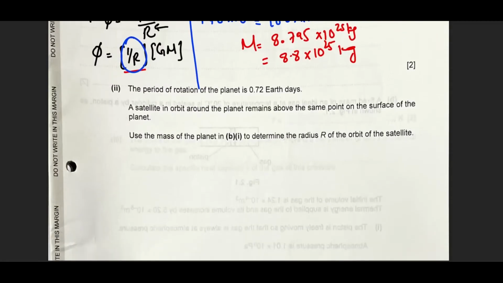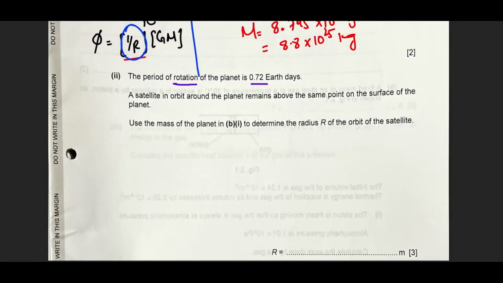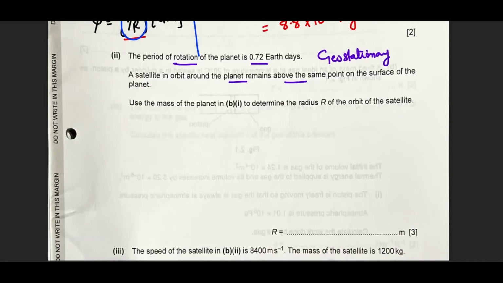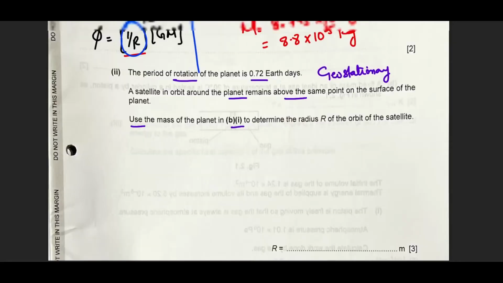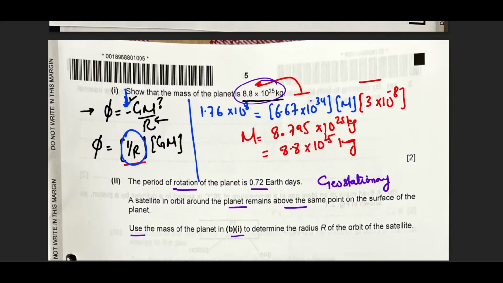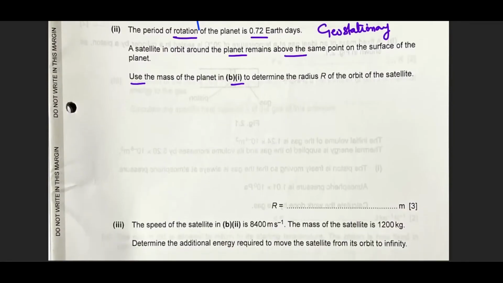He says that the rotation of the planet is 0.72 Earth days. Okay, fine. The satellite is in orbit. Planet remains above the planet. So this is basically a geostationary satellite which stays above the surface of that planet. Use the mass in part B1. Again, you can see that he is asking you to use that value. If you are unable to show this, you can still use this value to solve the next part.